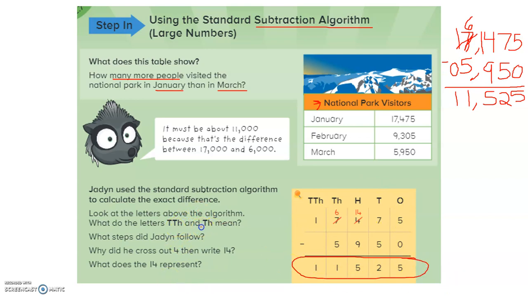Now, TH means 1,000 and TTH would mean 10,000. Okay, so the comma would go right here. And the 14, when it's right here, that means there's 14 hundreds, not just really 14.